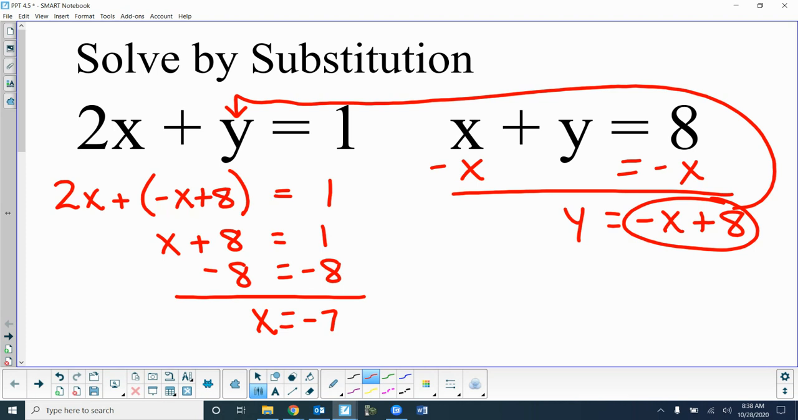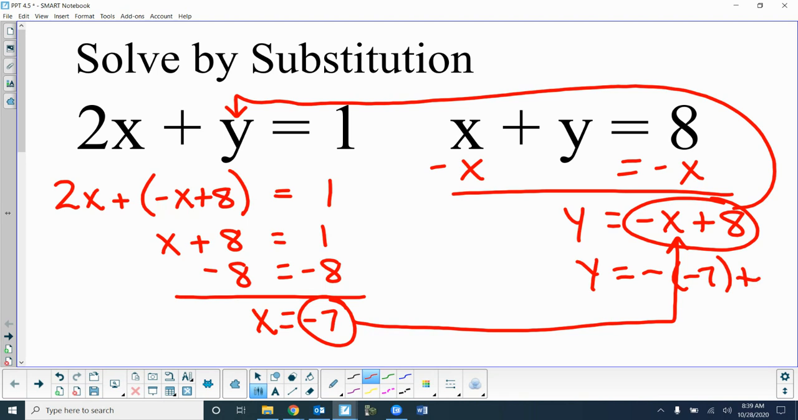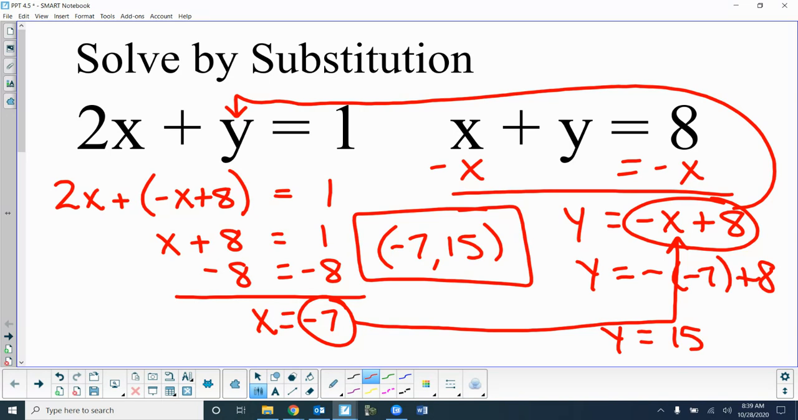Yeah. And then we're going to substitute negative 7 over here, right? So y equals negative of negative 7 plus 8, which makes it positive 7 plus 8. So negative 7, 15 was the correct answer. Good job there, Everly.